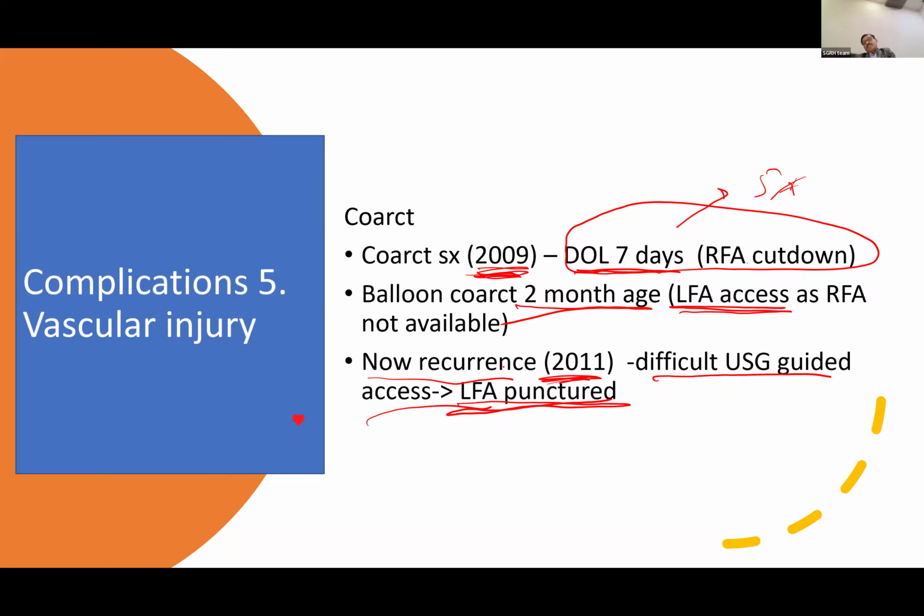Now, the child is 2 years old and we have already lost proper access on both sides of the femoral artery. In this situation, the axillary artery would have been a better choice. But in those days, I was not using the other access. That's why I'm emphasizing that please try to use other access routes also.